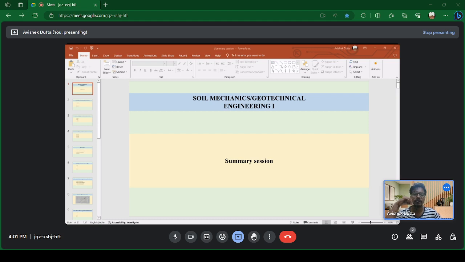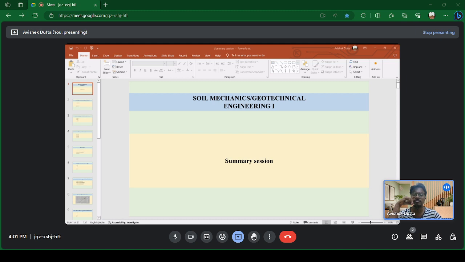Everyone, this is the summary session of the course Soil Mechanics Geotechnical Engineering 1. The last live discussion session by me was done yesterday from 5 to 7, and the topic was Introduction to the Stability of Slopes. Today I'm doing a revision session to cover almost all the major topics in the form of questions and answers, a few important concepts, and some important numericals.